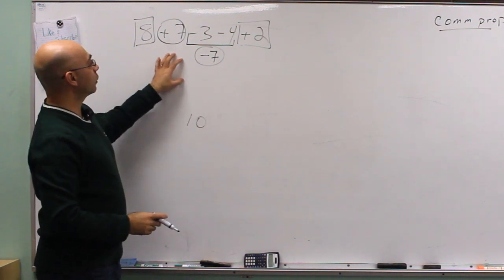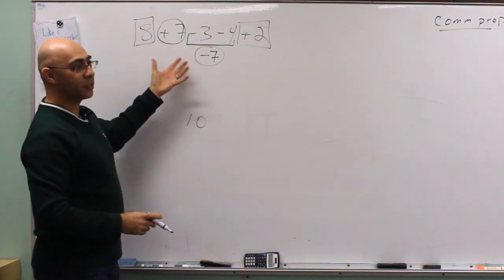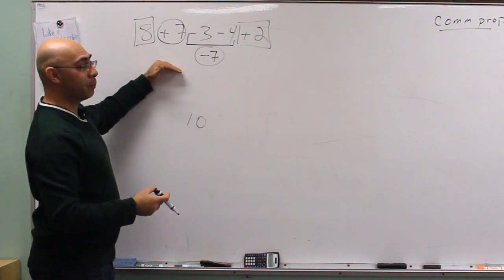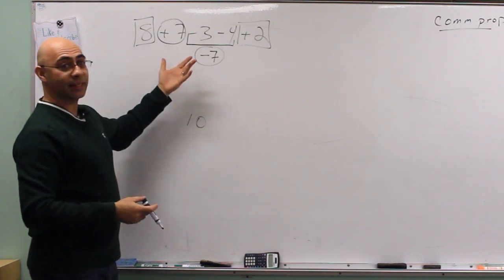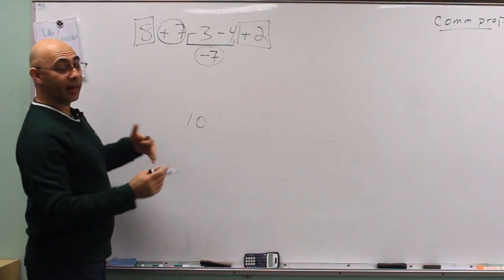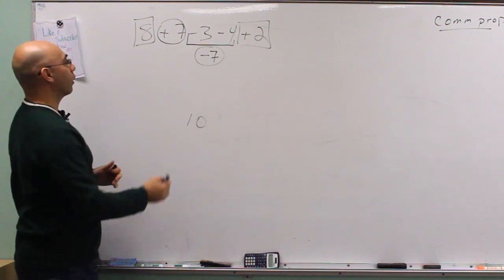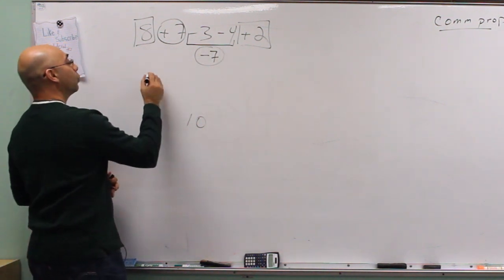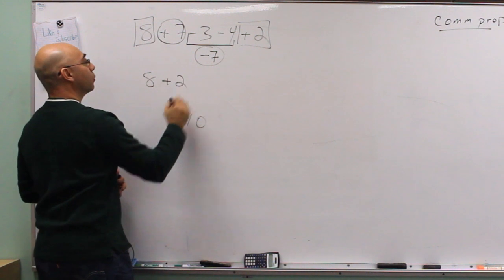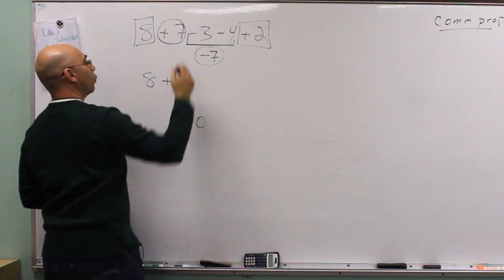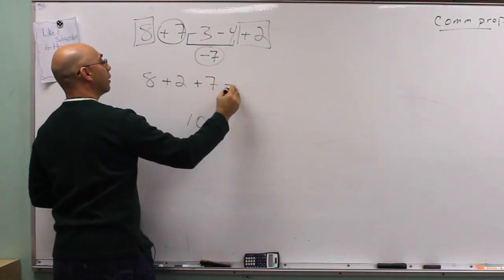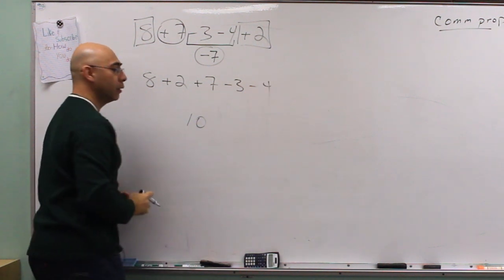So here's a combination of the commutative and associative. I didn't commute it on paper on the board here. I basically did it in my head. The way I would do that on the board, if you wanted to show your work, you would have this problem. Then you'd rewrite it as 8 plus 2. So you're taking this and moving it over. Then plus 7. Then minus 3, then minus 4.